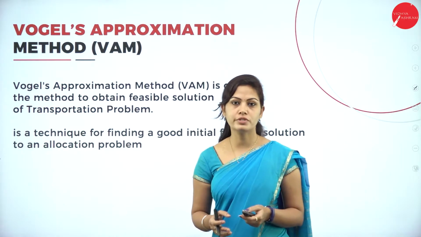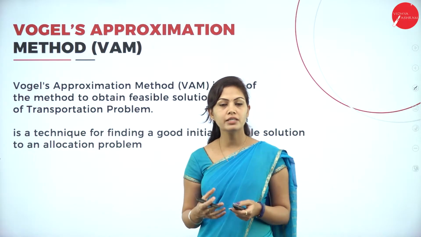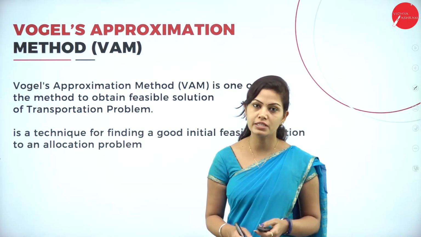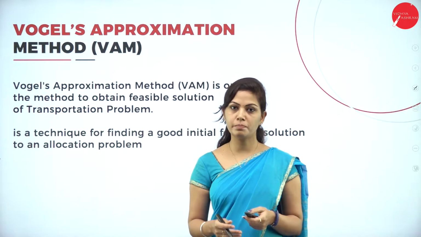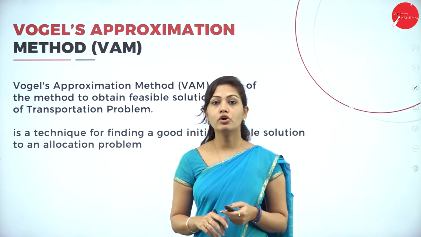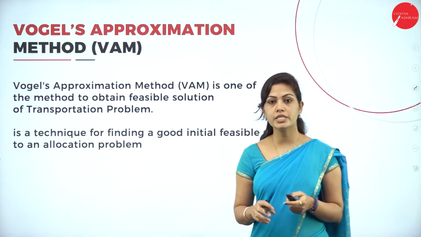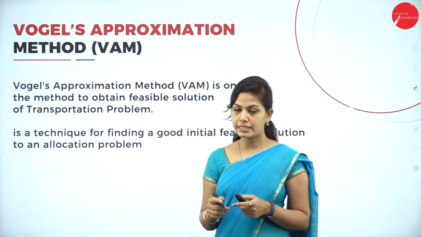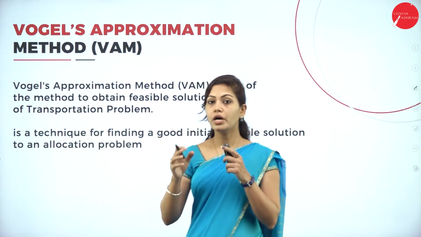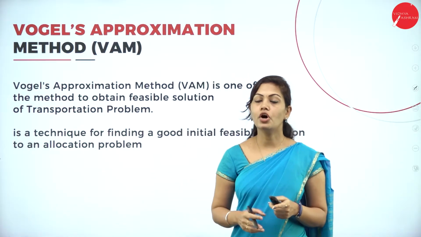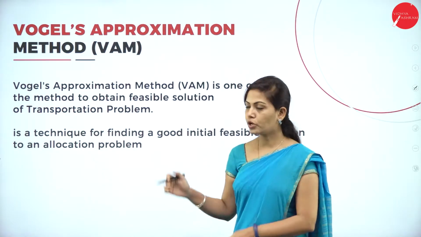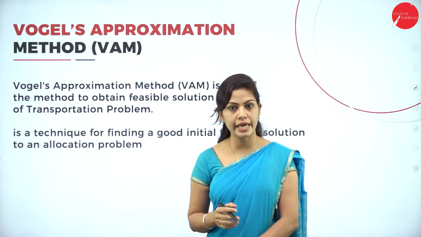It is one type of transportation problem method. Here also we can find the optimal solution. It is a method for finding the initial basic feasible solution. This method is preferred over the northwest corner method and least cost method because the initial basic feasible solution obtained by this method is either optimal or nearer to the optimal solution. So compared to the least cost method and northwest corner method, this is the best method for finding the optimal solution.